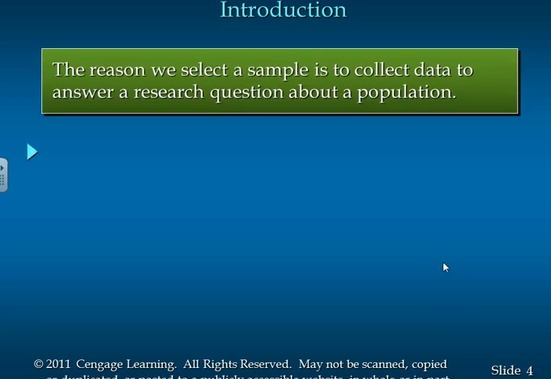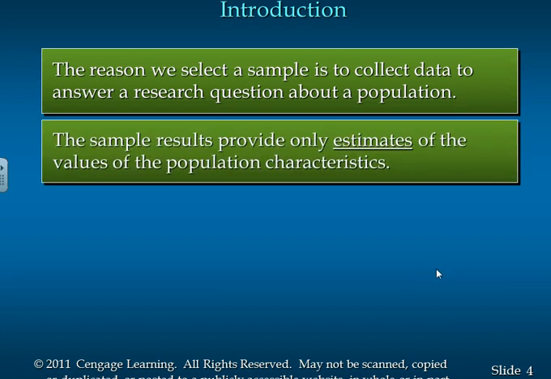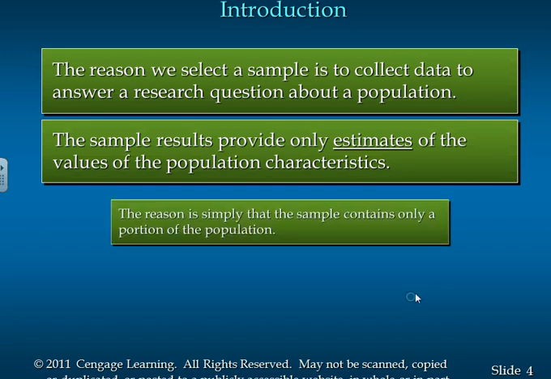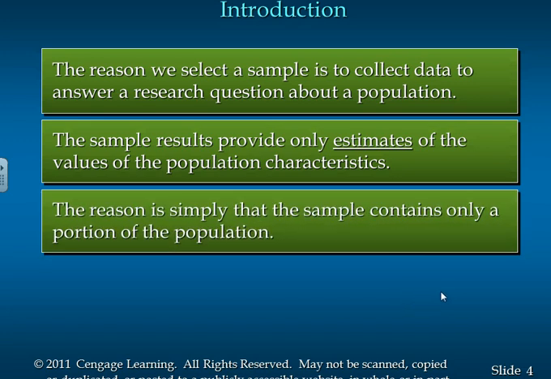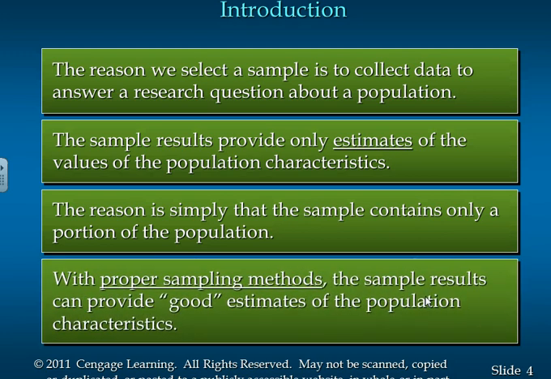The reason we select a sample to collect the data is because that cuts down our cost. If we can cut down our cost, that's a good thing. Sample results, only estimates. Okay, so I'm going to sample who's voting for the President of the United States. That's only an estimate. It's good, plus or minus some percentage. The reason is simple, because our populations are normally big. And now we have to use good sampling measures.